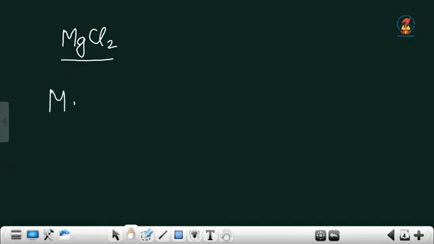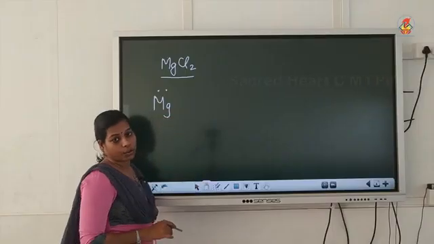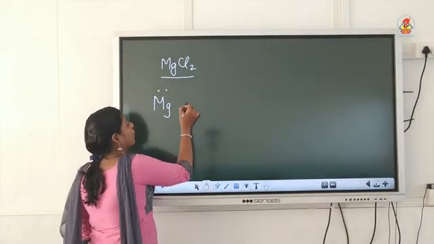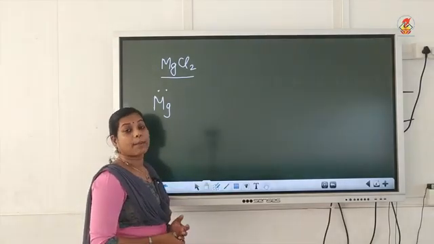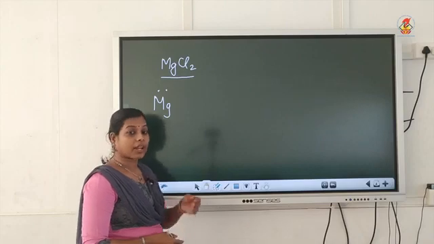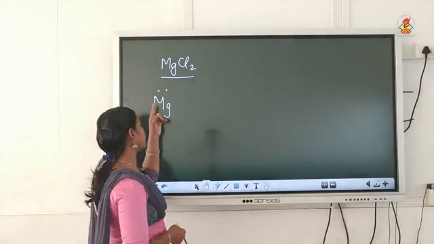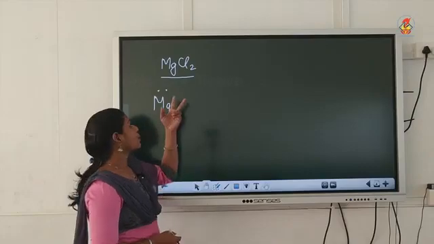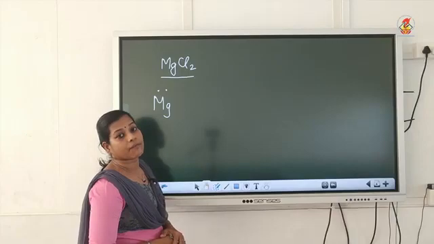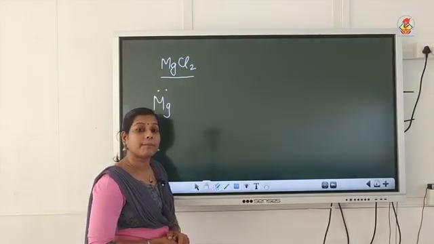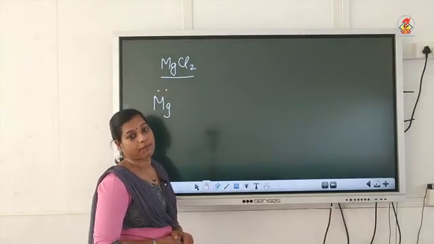So magnesium, we know that the outermost shell contains 2 electrons, and for chlorine, there are 2 chlorine atoms. One chlorine atom has 7 electrons in the outermost shell. To complete the octet configuration, it will gain one more electron from magnesium. So 2 chlorine atoms will gain one electron each from magnesium, so that they can complete their octet configuration.